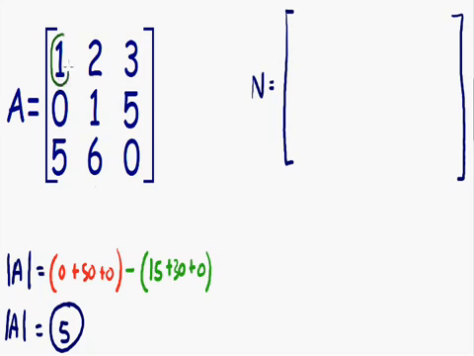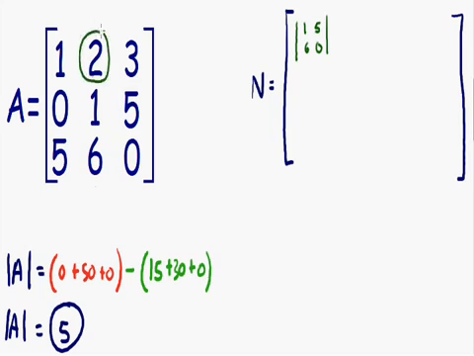Let's take a look at the number in the top left position, this number 1. If we cross out the row and the column of this number 1, notice how we're left with a 2 by 2 matrix 1, 5, 6, 0. So in the top left position, we need to copy that 2 by 2 matrix and put 1, 5, 6, 0. Now we need to do the same exact thing for every number in the matrix A.